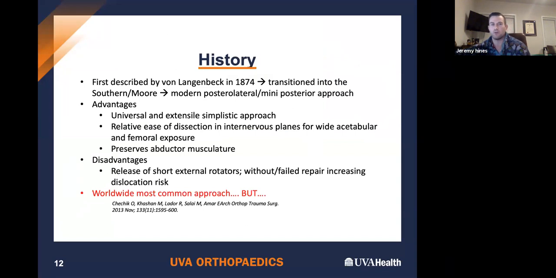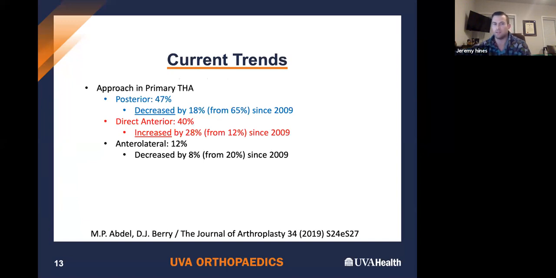The posterior lateral approach was first described back in 1874, and it has transitioned to what we have today, mainly in terms of the approach. The incision has gotten smaller. We've taken down the external rotators and things like that. It's universal, it's simplistic, there's ease of dissection, it preserves the abductor musculature to a large degree, and when we release the external rotators, we repair them now, but without that, there has been increased dislocation risk historically and still today.